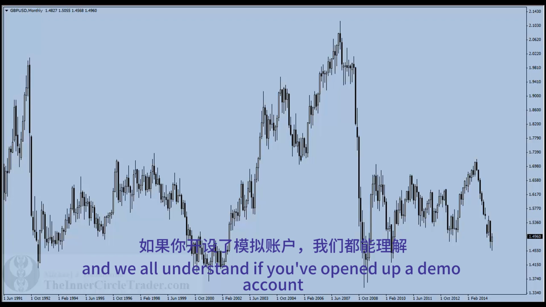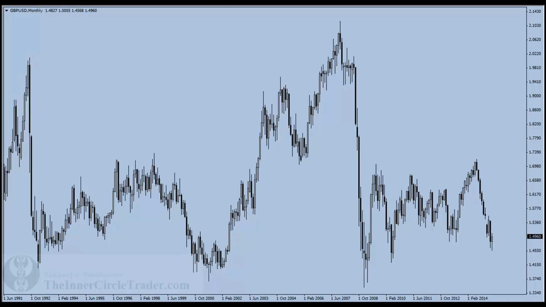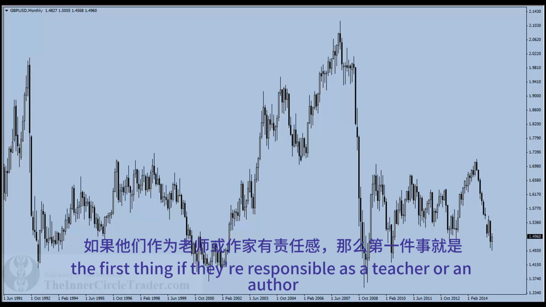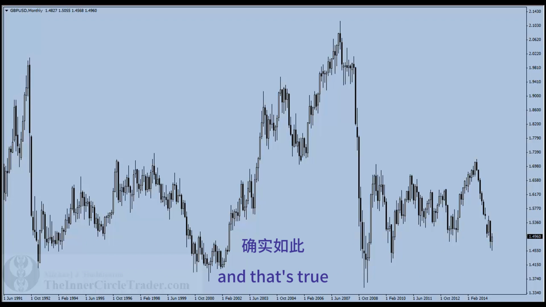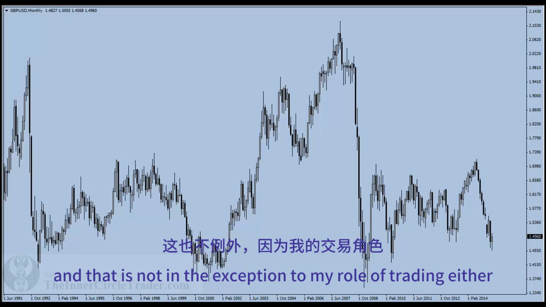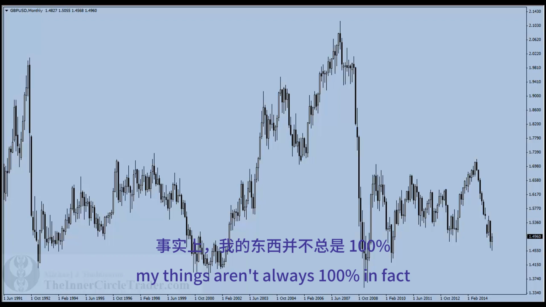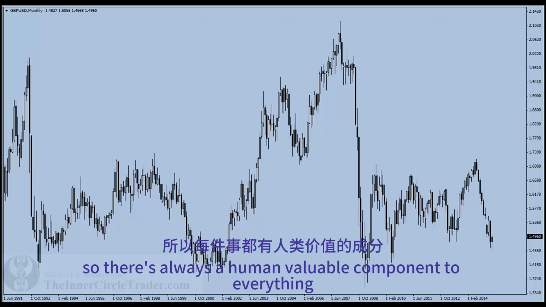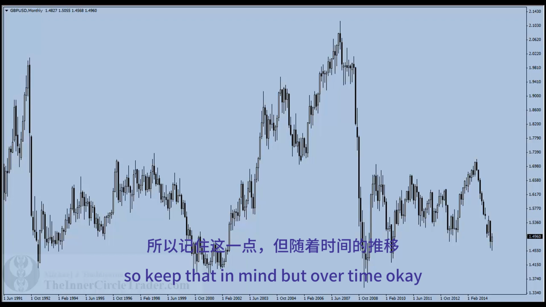My things aren't always 100%. In fact, what you're going to find is many times when it fails, it's because we, the trader, misinterpreted it. There's always a human fallible component to everything, and trading with my tools is no exception. So keep that in mind. But over time, and remember, I've been doing this for over 20 years now, it takes a lot of time to get to the level of appreciation and trust in these things. So if you're just now starting to warm up to my material, give yourself some time and permission to develop into the trader who'll be able to utilize this stuff consistently, have faith in it and trust in it.